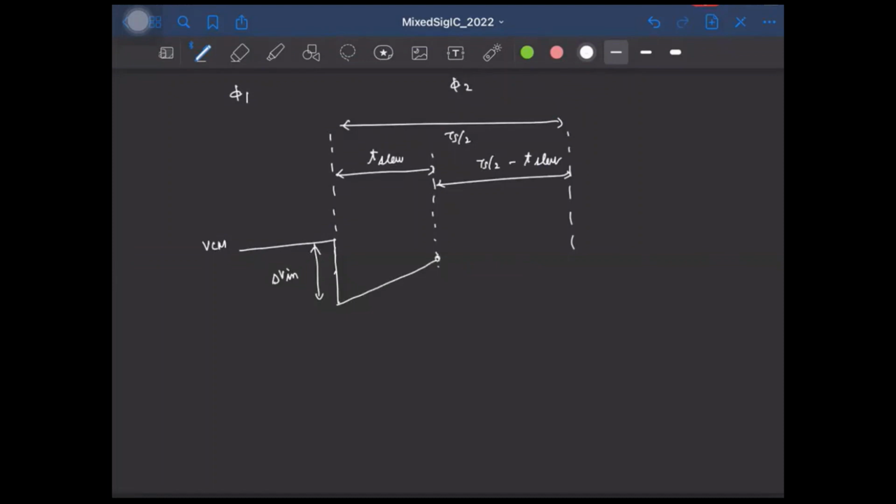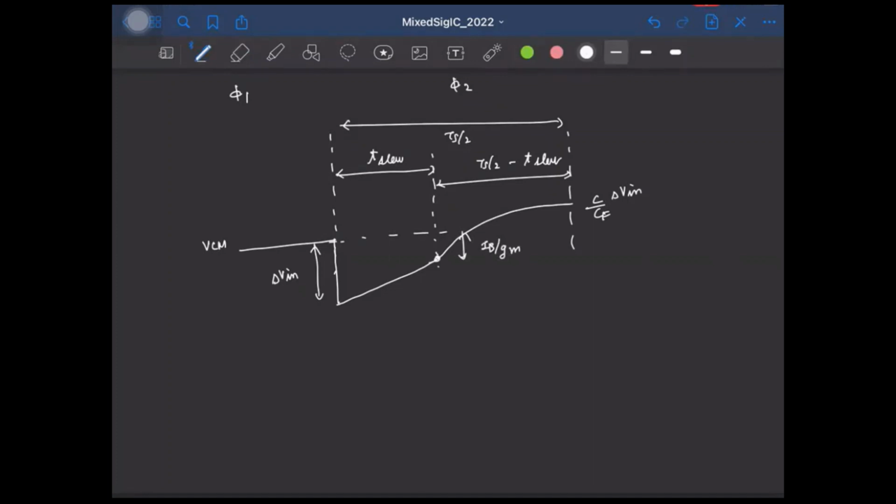And at this point, the current required from the OTA is less than the bias current. So the OTA will start to kick in and charge the output exponentially like this. And the settled value will be C by CF times delta Vin. Okay. So this is the voltage IB by GM.